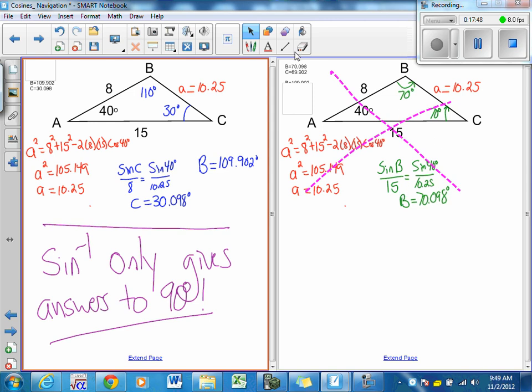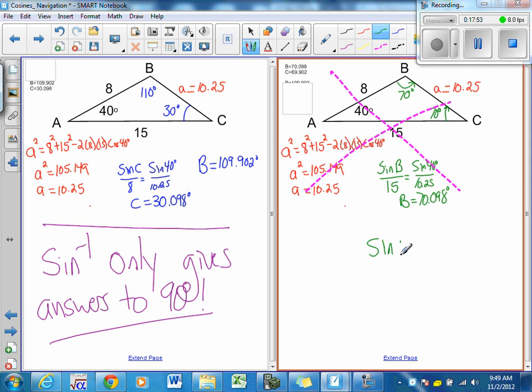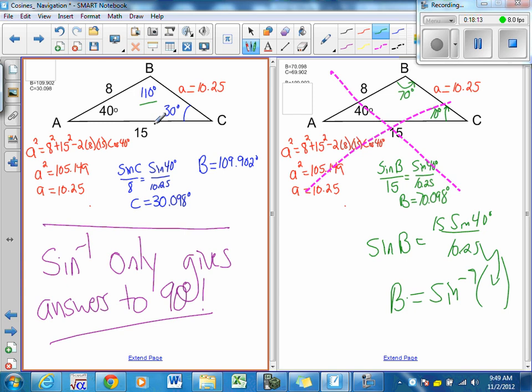So if you try to go over here and find B, and I did this by doing sine of B, and then you have 15 sine of 40 all over 10.25, and then B is inverse sine of something, there's no way that will ever give you 110. It cannot give you an answer over 90. So how can we be sure when we do these problems that we're getting the right answer? We may be getting a wrong answer like we did on the right. Here's the key.